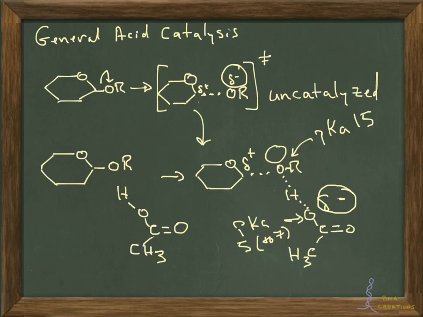Why would it donate in? Because it has an octet. It would be more likely to have the bond between the oxygen in the ring and the carbon that has a delta plus, have a second dash line, and then have a delta plus on the oxygen. Well, if it donates in, then that'll make the bond even harder to break. That's why you would need the general acid catalysis.